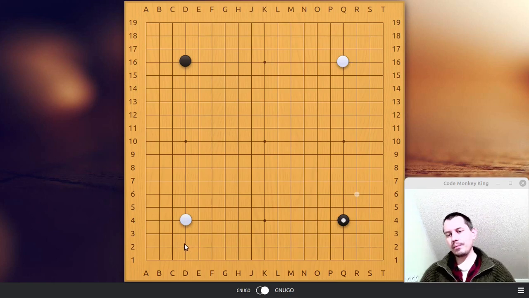So yeah, let's actually get into the game. I was playing white, and in ancient Chinese Go, white was first to move. So yeah, let's give it a try. My first move, I approached the corner, and this is GNU Go's response.